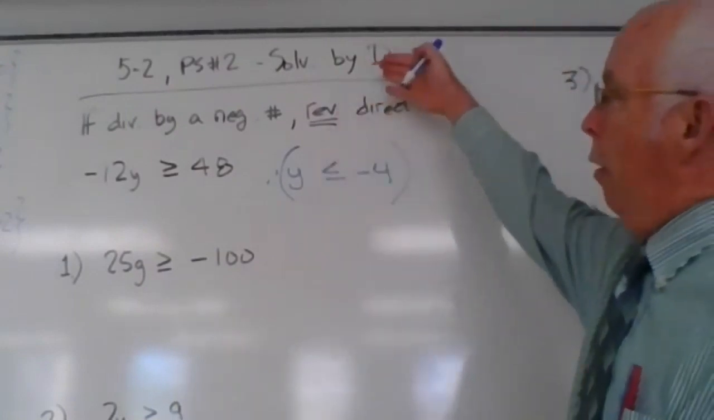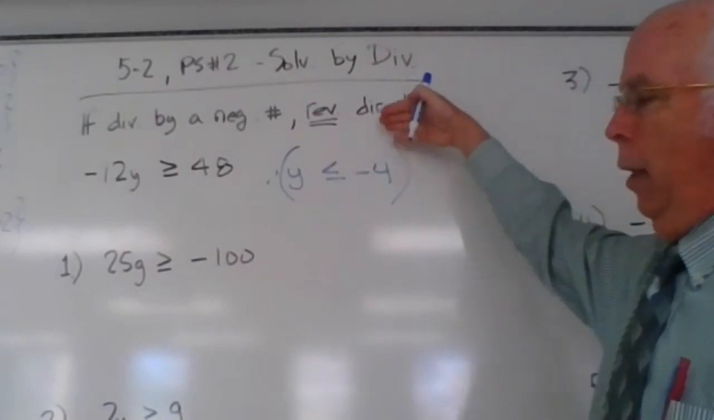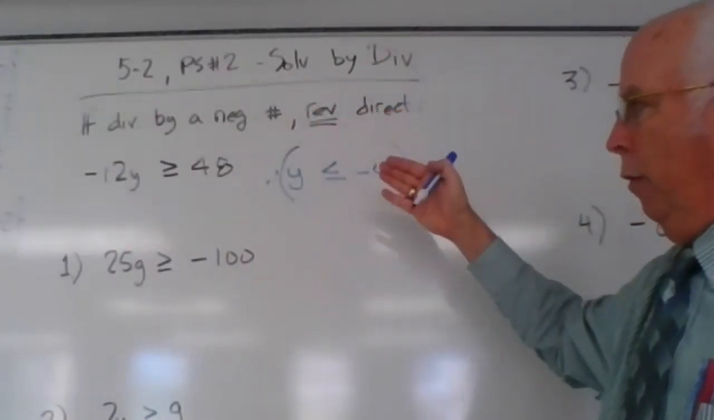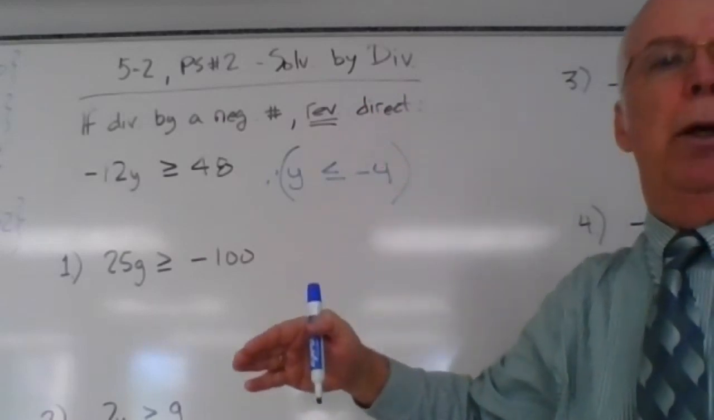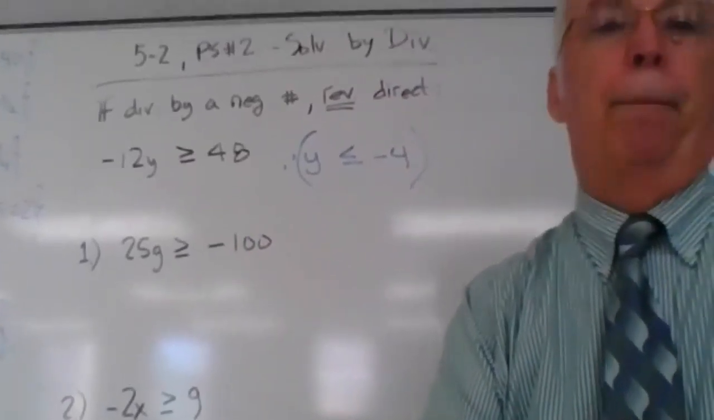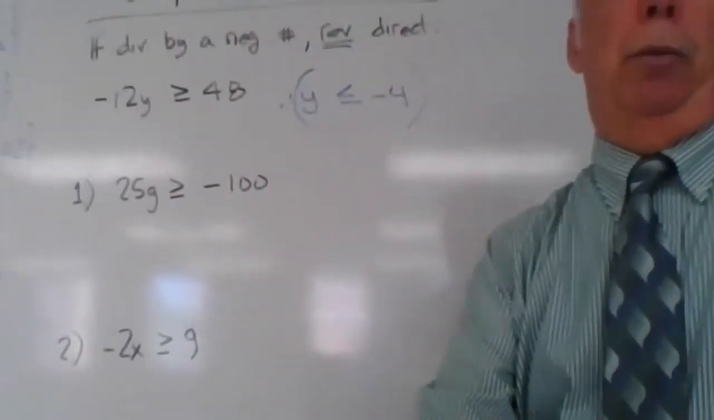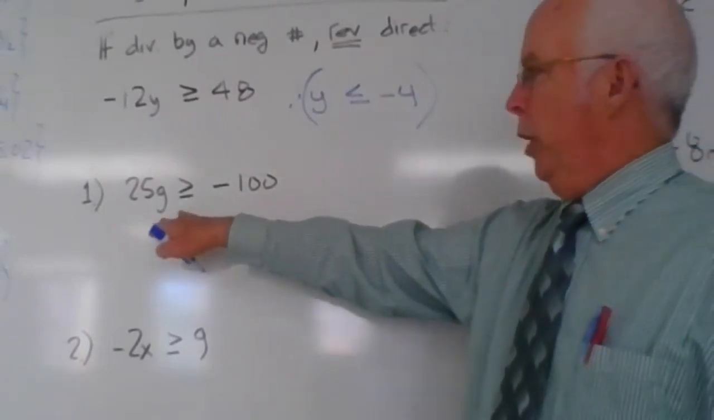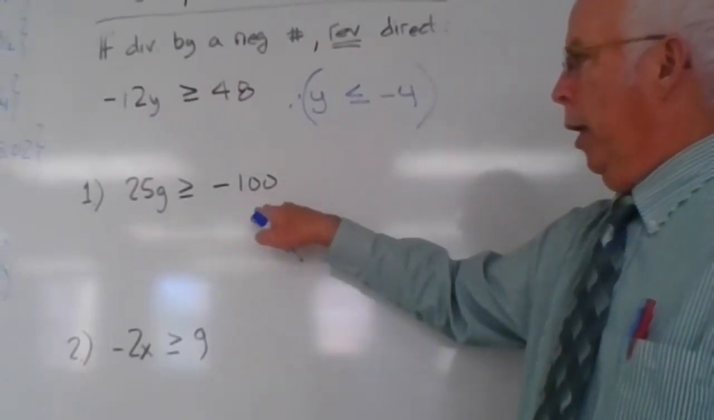All right. So we're solving inequalities by dividing. If we divide both sides by a negative number, we reverse the direction of the inequality. So if we look at number 1 on your problem set, hopefully this matches up with the one that you'll print out, if not now, later on. All right, so we've got 25g is greater than or equal to negative 100.